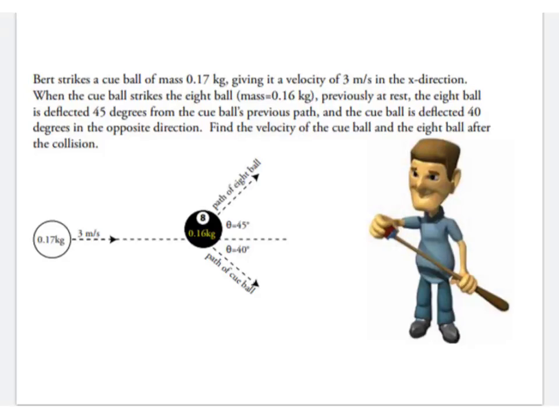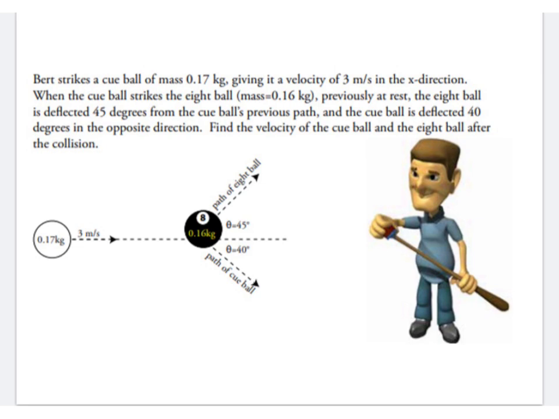Slideshow that you had the other day. This is where we left off. We've got Bert playing pool. And it says Bert strikes a cue ball of mass 0.17 kilograms, giving it a velocity of 3 meters per second in the x direction. So they went ahead and helped us out and said, let this be in x.